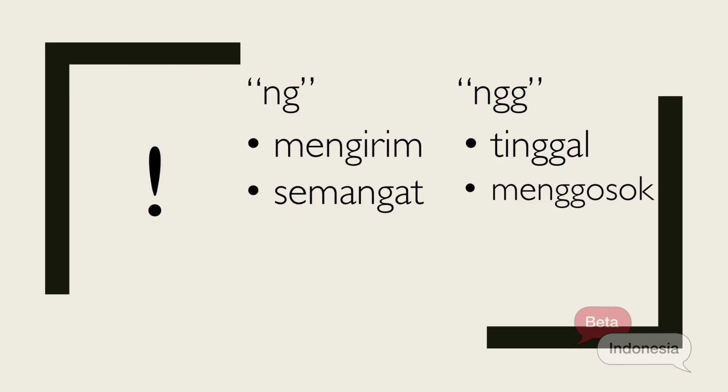If the word contains ng, as in singer, then the pronunciation would become like this, mengirim and semangat, and not menggirim or semanggat. On the other hand, if these two G's are together as in NGG, then you would say it like this: tinggal and menggosok, and not tingal or mengosok.